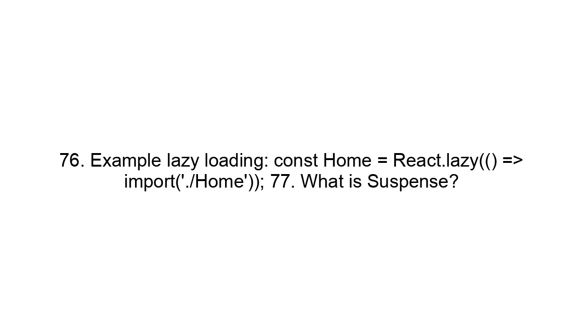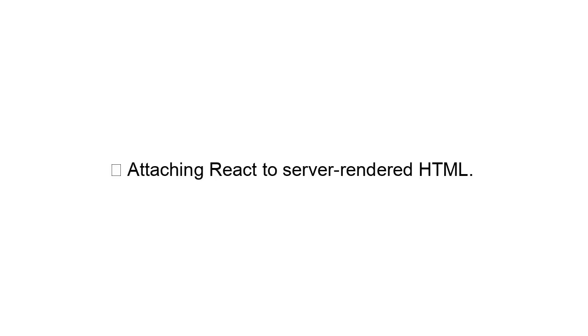76. Example of lazy loading. const Home = React.lazy(() => import('./Home')). 77. What is Suspense? Handles loading fallback UI. 78. What is bundle size? Total JS shipped to browser. 79. Why reduce bundle size? Faster load times. 80. What is tree shaking? Removing unused code. 81. What is hydration? Attaching React to server-rendered HTML.